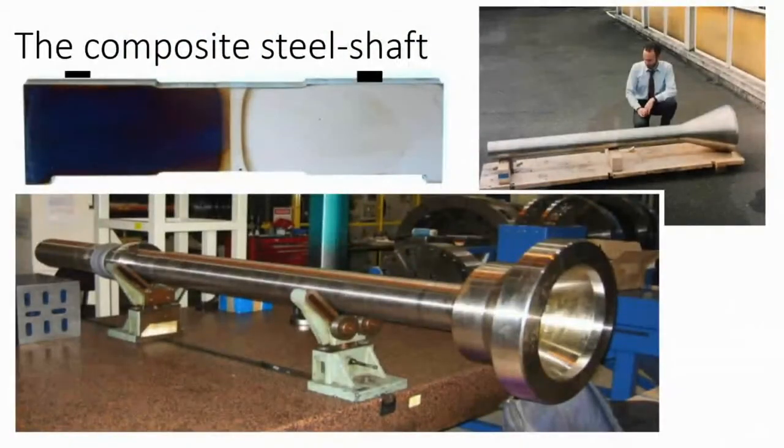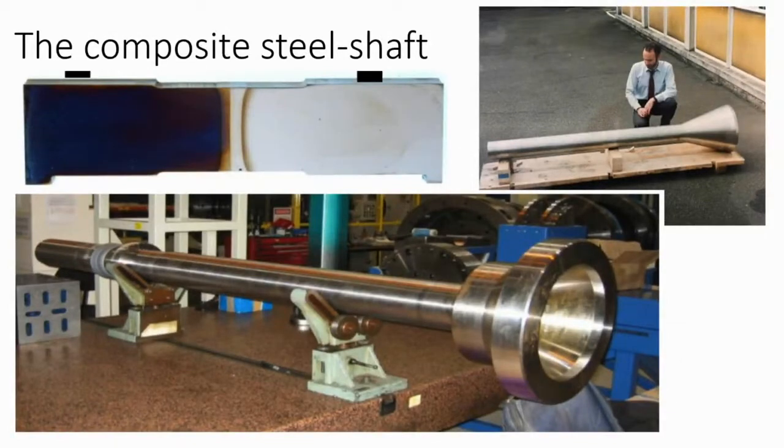And this is the size of the shaft that goes straight through the engine, and it's made as a composite material. So there are two parts to it. One part is for the hot end of the engine, and for that you require different properties to the cooler end of the engine, where you want the material to be able to absorb impact.